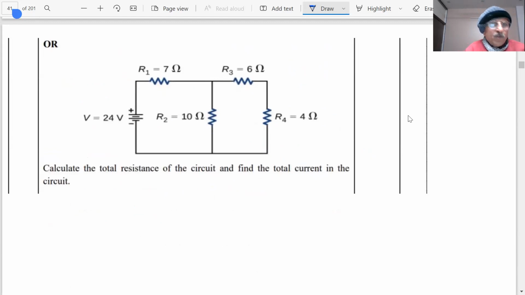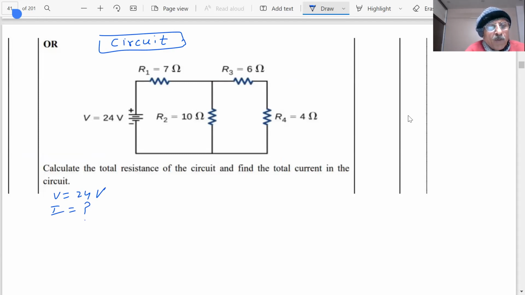Choice has been given. Student, choice has been given. He says calculate the, it is a circuit. Again, see the circuit, student. Circuit has been given. What is this? Battery, 24 volt. In the total circuit there is 24 volt, student. Find the total current. Total current you have to find out in the circuit.